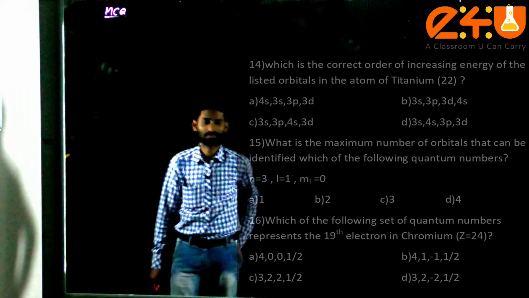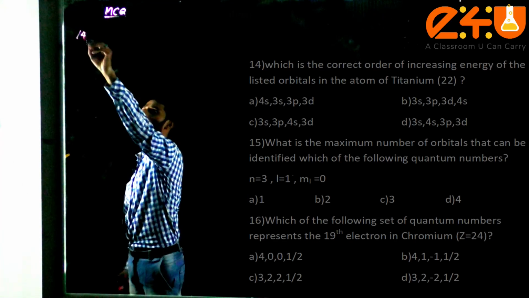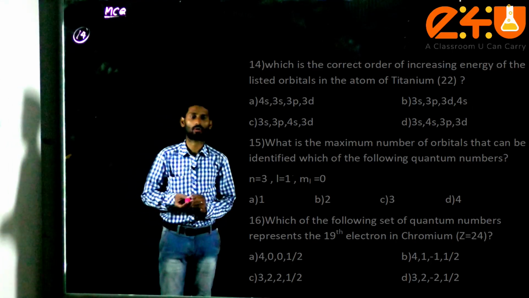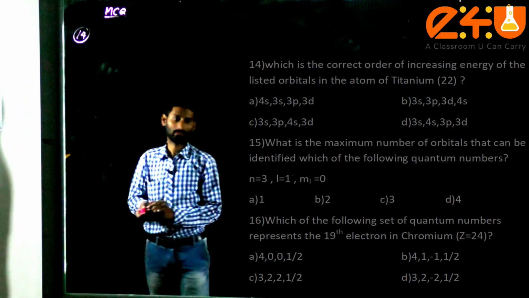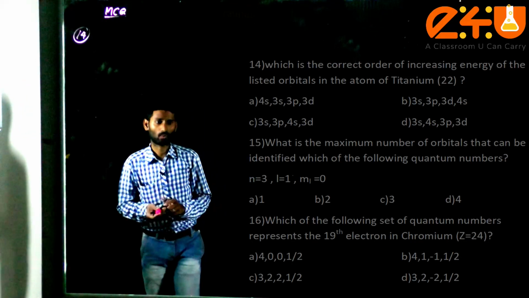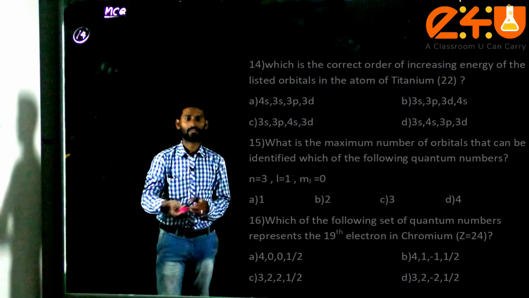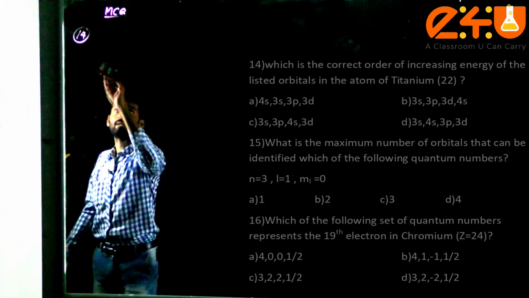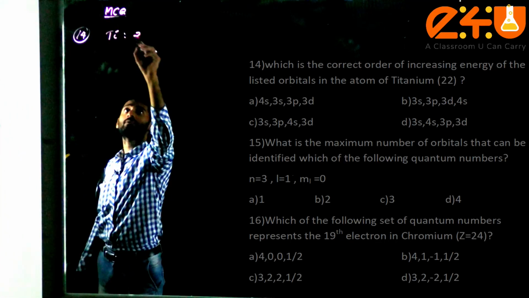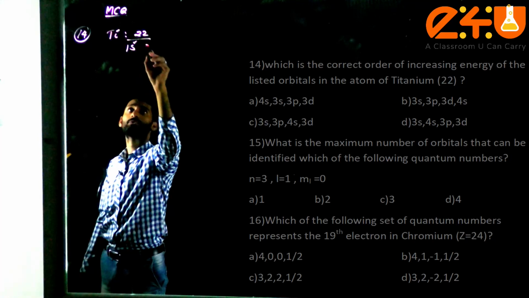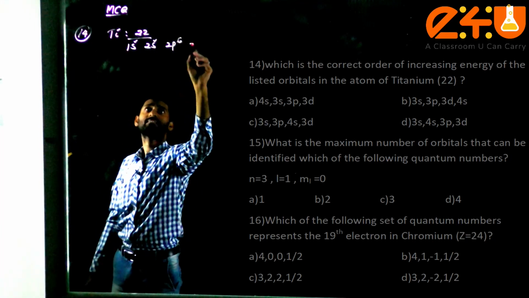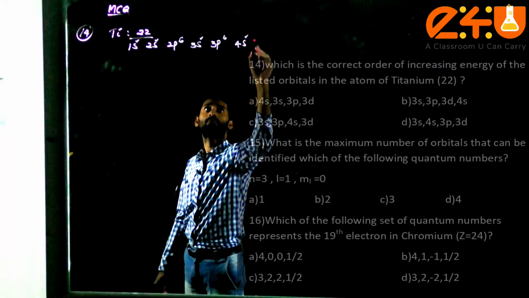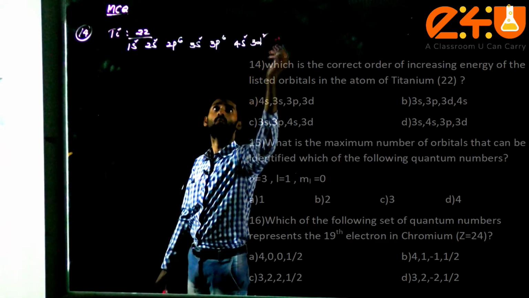Next question, number 14. Which is the correct order of increasing energy of the listed orbitals in the atom of titanium? Titanium, we already know, has atomic number 22, configuration 1s2, 2s2, 2p6, 3s2, 3p6, 4s2, 3d2.